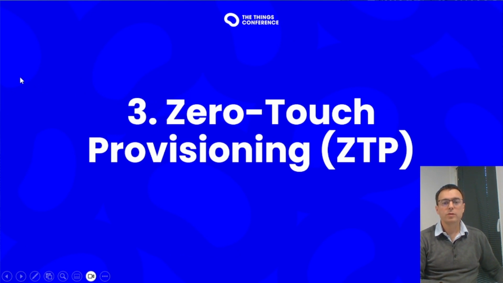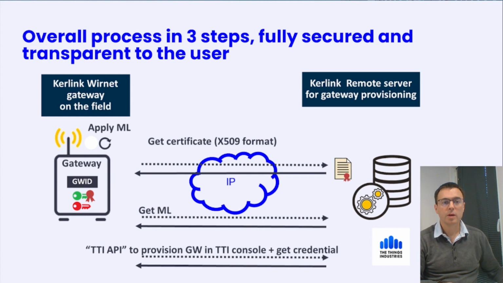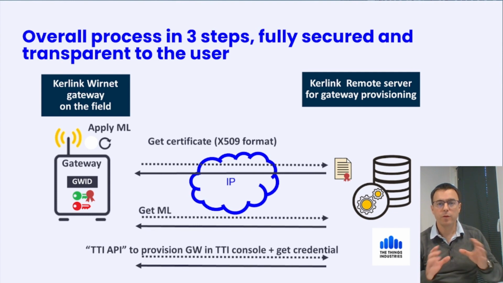So what is zero-touch provisioning for Kerlink? We call it ZTP. It's a process which will take 3 steps in this demonstration. All the steps are secured and are transparent to the users, so there is no action for the user to do. And we can summarize the 3 steps in those 3 items.